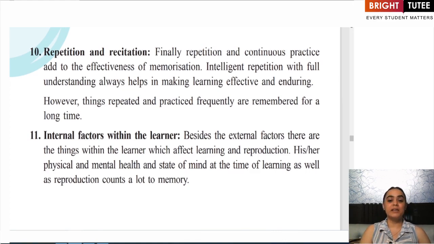If you repeat something in an intelligent manner, if you repeat something with understanding, again your learning is going to be very effective, it is going to be strong, and it is going to be there with you for a long time. Then, very important again, the internal factors within the learner. Unless and until you yourself want to learn, if you are physically well, you are mentally healthy, you are in the right and peaceful frame of mind that you can learn, your learning is going to be better and quicker.